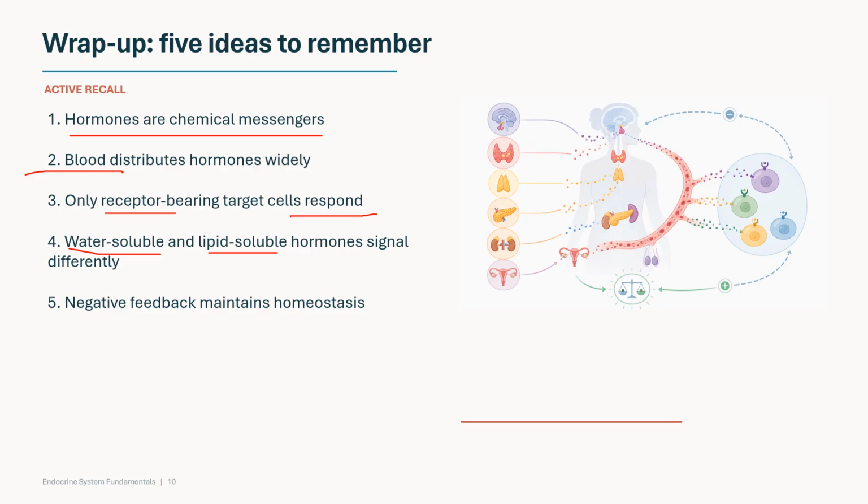and cause their effects. Now, all of this is controlled by a feedback loop, and the predominant one that plays out in the endocrine system is negative feedback, which allows us to maintain homeostasis and to ensure that we only secrete the amount of hormone that is necessary to cause us to go back to the normal state.